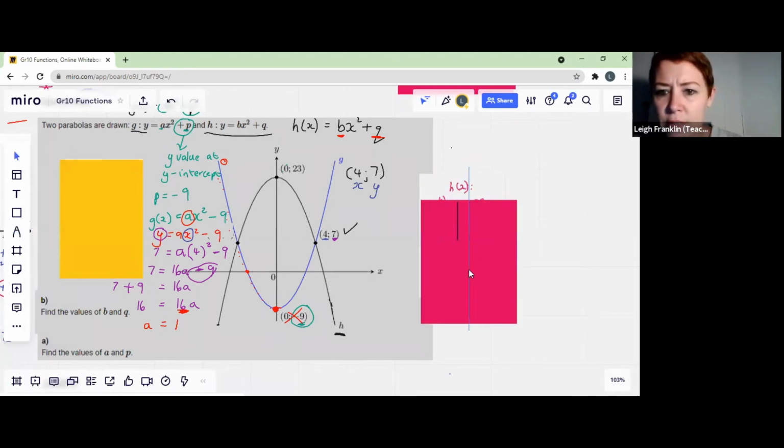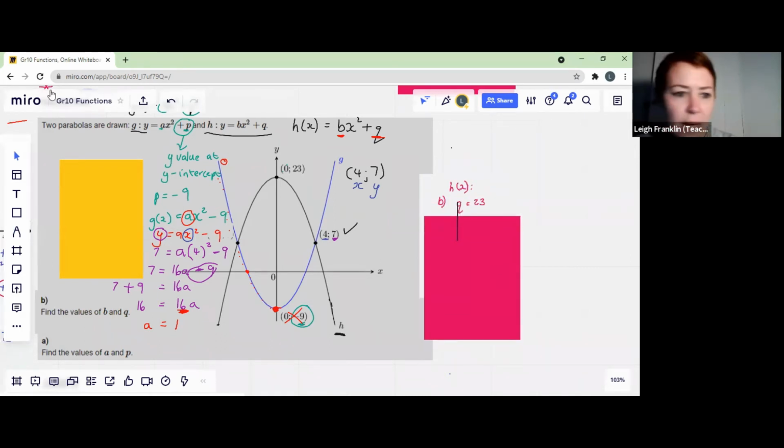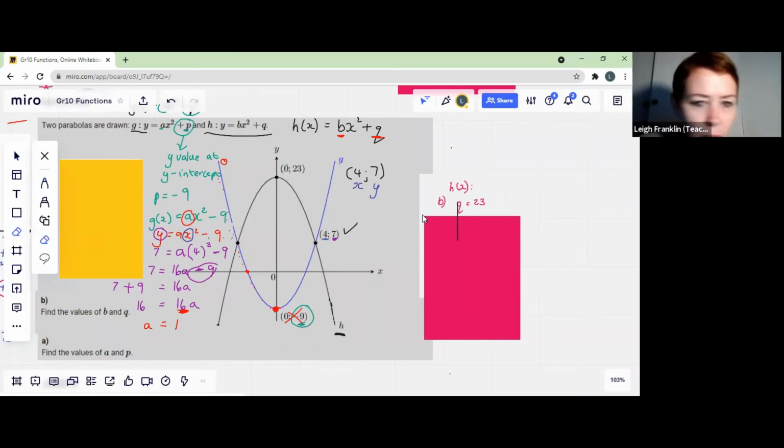Let me do this. Sorry, that black line I just drew right now, let's just get rid of it. Come on. There we go.